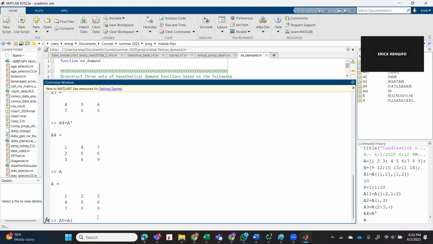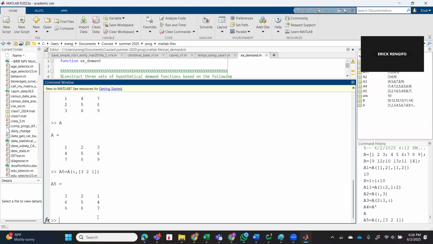If you do colon, comma, and then using matrix notation. Yeah, 3, all 2, the 1. All the, how do you call it, all the rows, right? Then 3, 2, 1, 3, 2, 1. Yep. That should work, right?